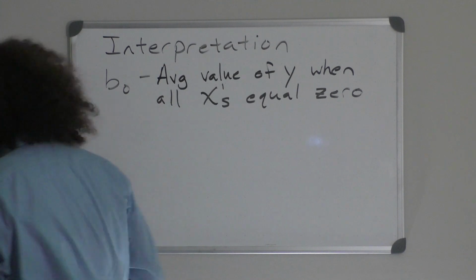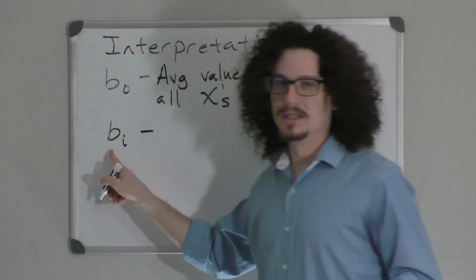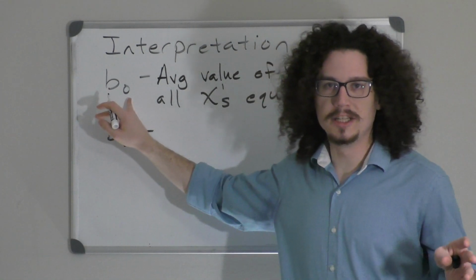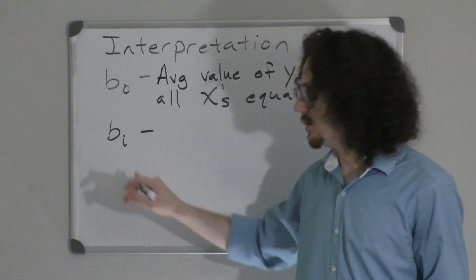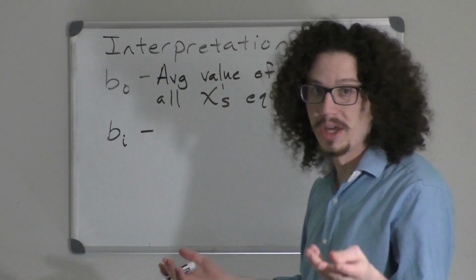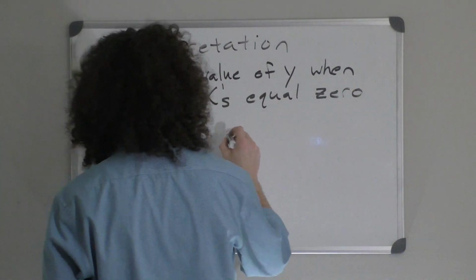I'm going to just write this as BI, and 0 is not included in this, all right? So let's say for the i's, they have to be integers, so 1 through whatever, 1 through k in this case, all right?